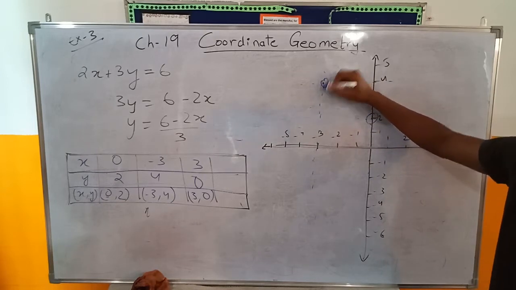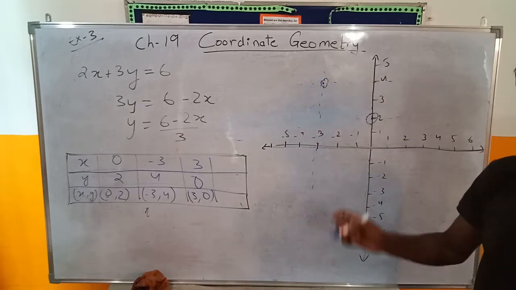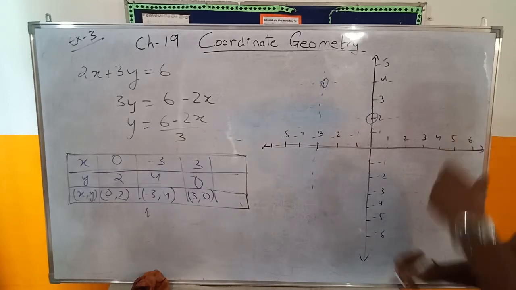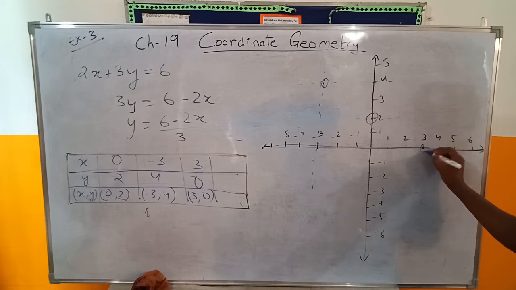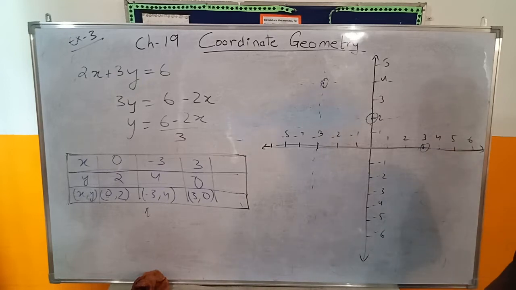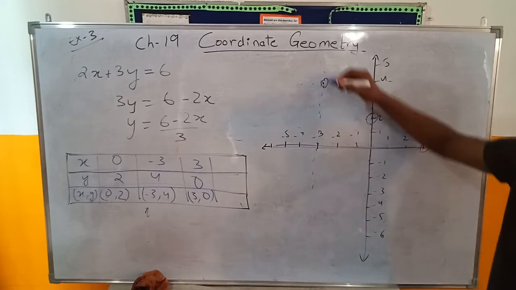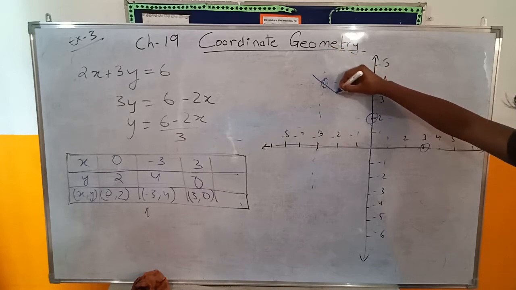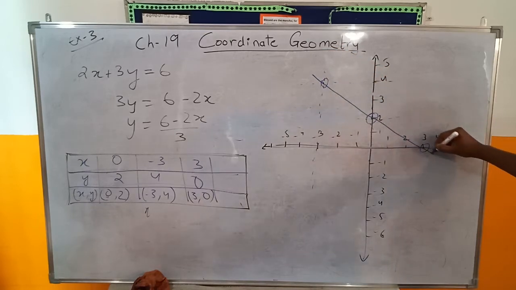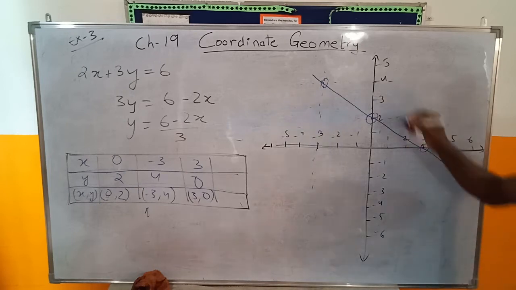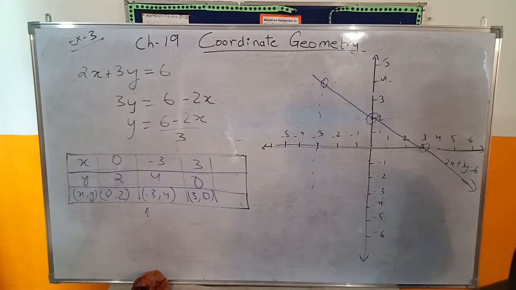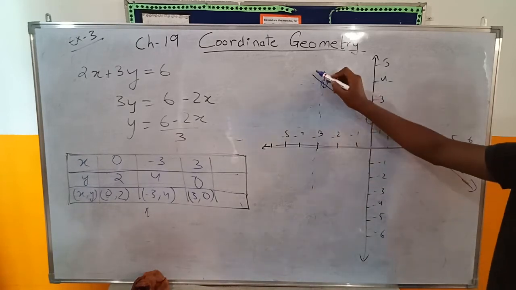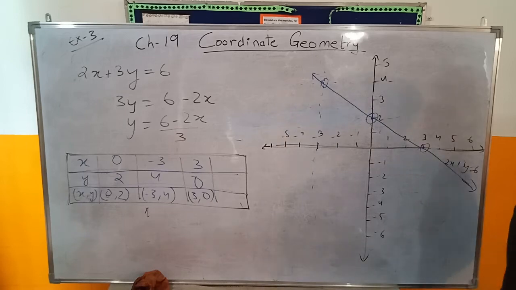So where are both the axes going to meet? Over here, right. And what is the last point? The last point is (3, 0). 3 and 0 is going to come over here. Now what I can do is join all these 3 points, and it's going to become a straight line. The name of this line will be 2x plus 3y equals 6. This is the name of the line.